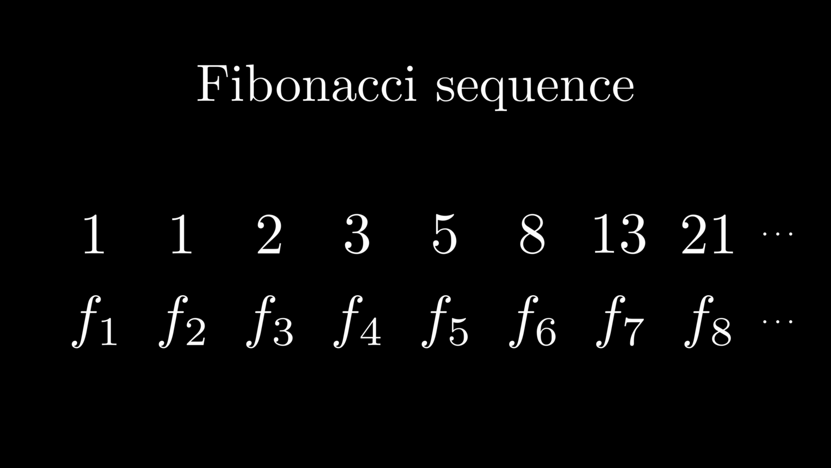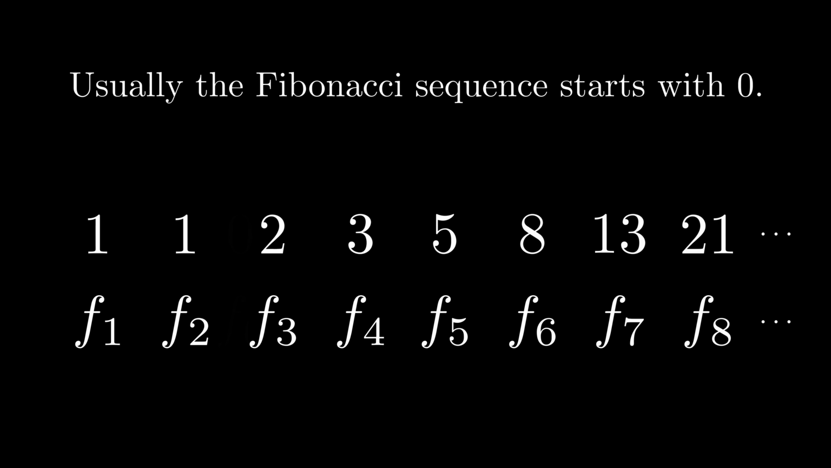We can observe that each Fibonacci number is the sum of its two preceding numbers. So we see 1 plus 1 is equal to 2, 1 plus 2 is equal to 3, 2 plus 3 is equal to 5, 3 plus 5 is equal to 8, 5 plus 8 is equal to 13, 8 plus 13 is equal to 21, and so on. It's worth mentioning here that in general, the Fibonacci sequence starts with the number 0.